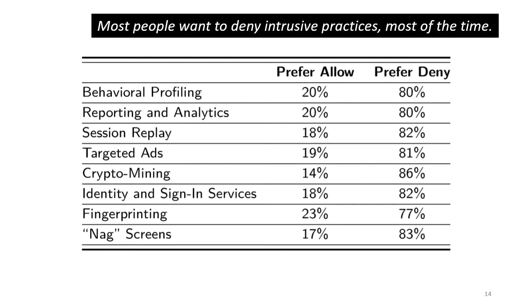We also saw evidence that most people want to deny intrusive practices most of the time, which is clearly seen in this table summarizing those results. Also, you can note that fingerprinting has a slightly lower level of preference to deny overall, which is likely explained by the focus on benefits that we saw as mentioned earlier.